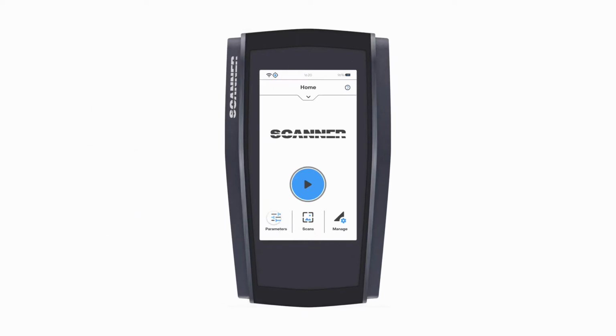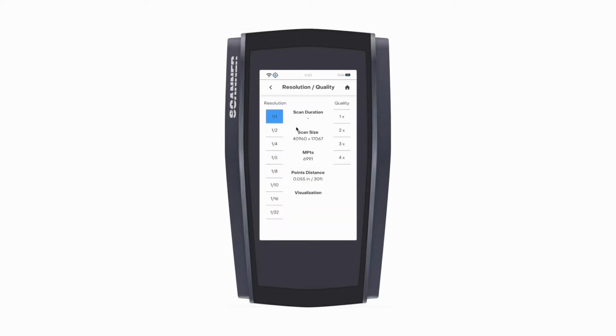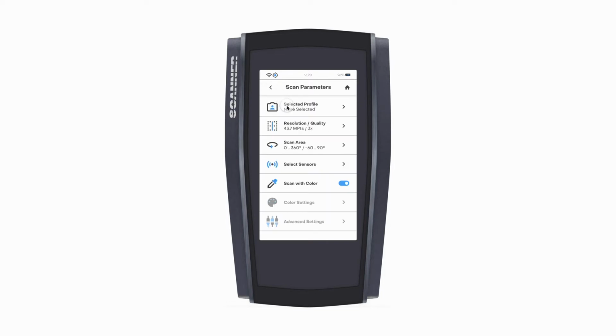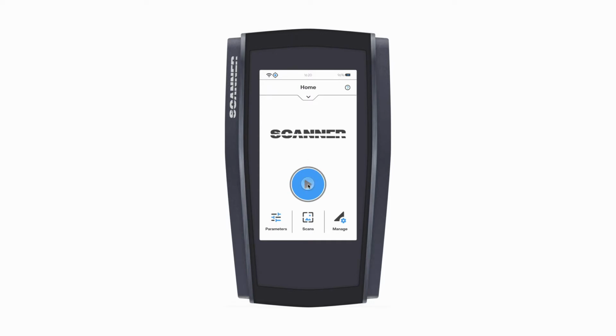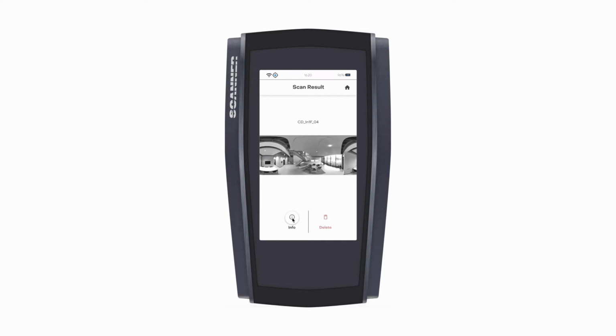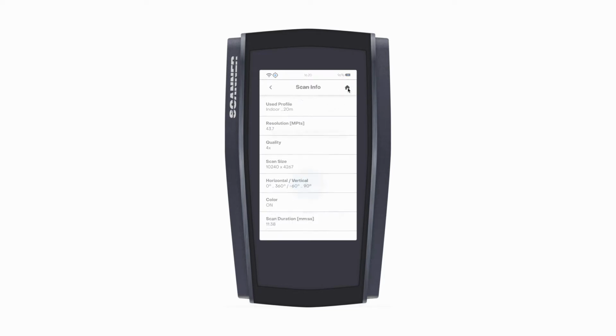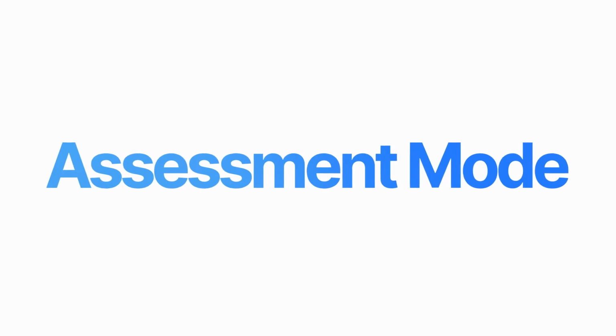Instructors can employ the access mode as a teaching tool during class instruction. Students can follow along during a lecture, interacting with the laser scanner as they see beneficial. With the access mode, students can also follow up after a lecture, further familiarizing themselves with the laser scanner at their own pace. Next up is the assessment mode.